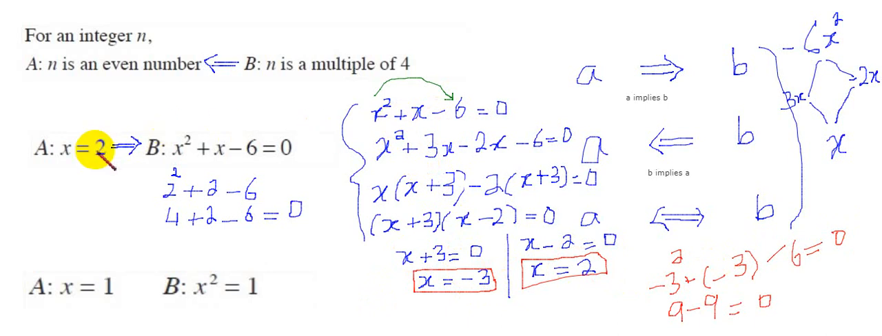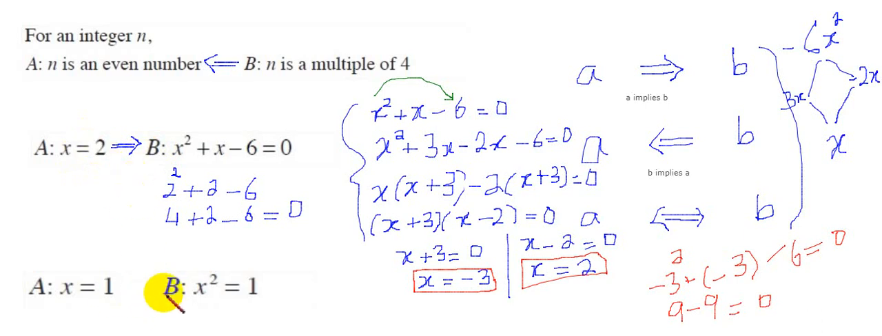Okay, so now let's see the question again. So x equals 2, so this satisfies the equation. That's why A implies B. So whether we can say that B implies A, we can't say that B implies A because B has two values, that is negative 3 and 2. So if B implies A, then there must be 2 and a negative 3. So we don't see a negative 3 here. That's why B doesn't imply A. So we will leave this one here like this.